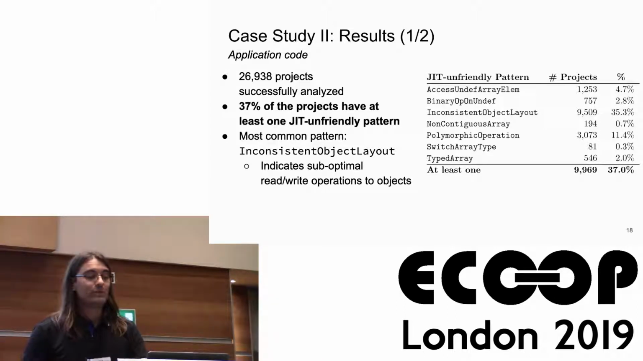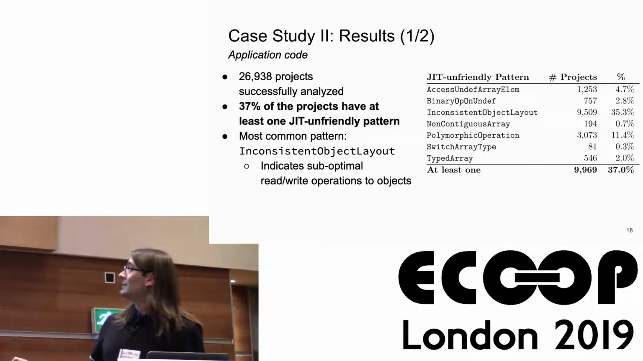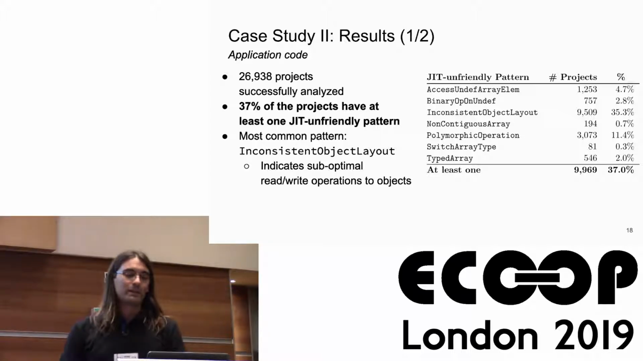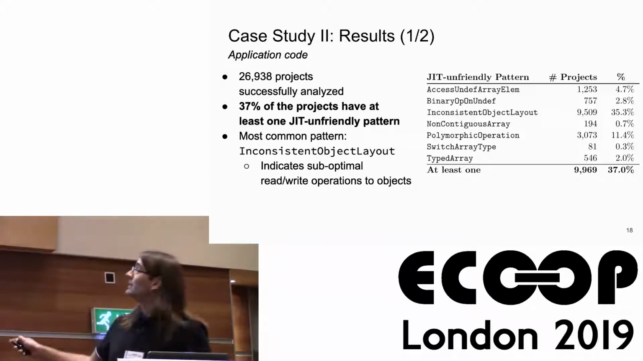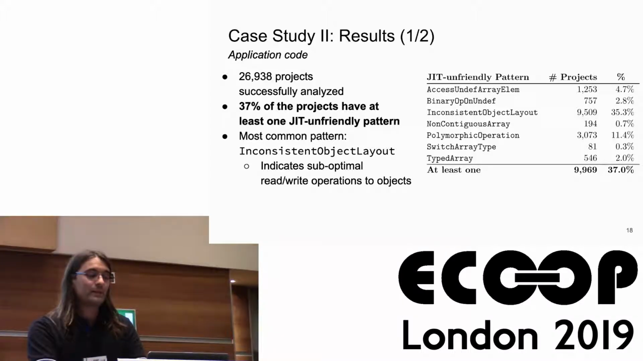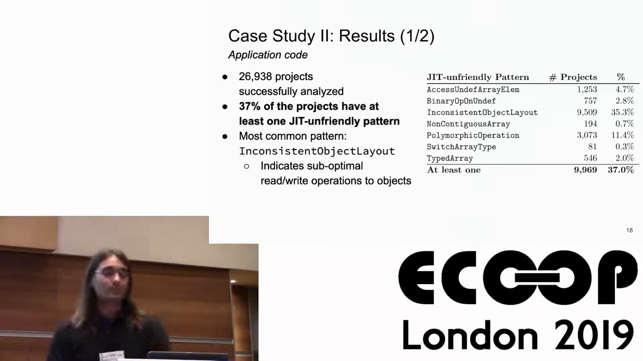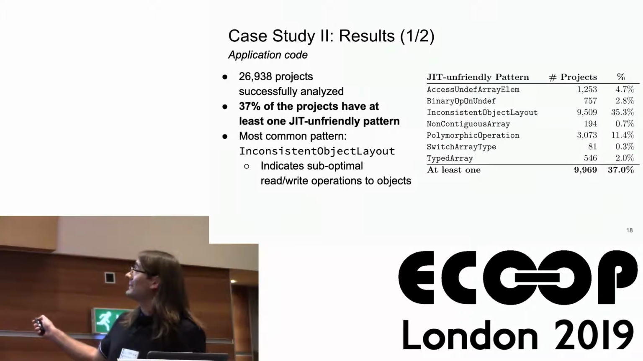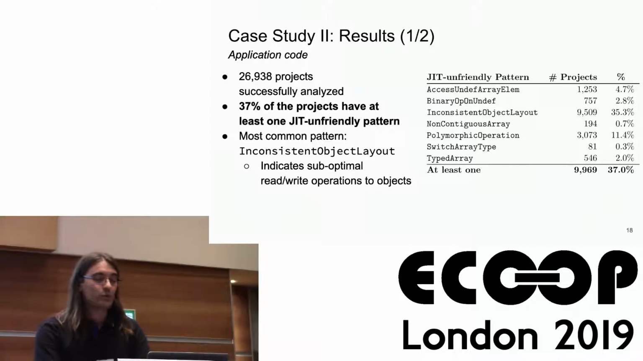We were able to successfully analyze almost 27K projects, and we found that 30% of them execute at least one JIT-unfriendly code pattern. The most common pattern found is called inconsistent object layout, which indicates object access patterns that can lead to inline cache misses. And this is a sign, essentially, that more than 35% of the analyzed projects can perform read or write accesses to objects that can prevent compiler optimizations. And for this reason, they can cause performance penalty.